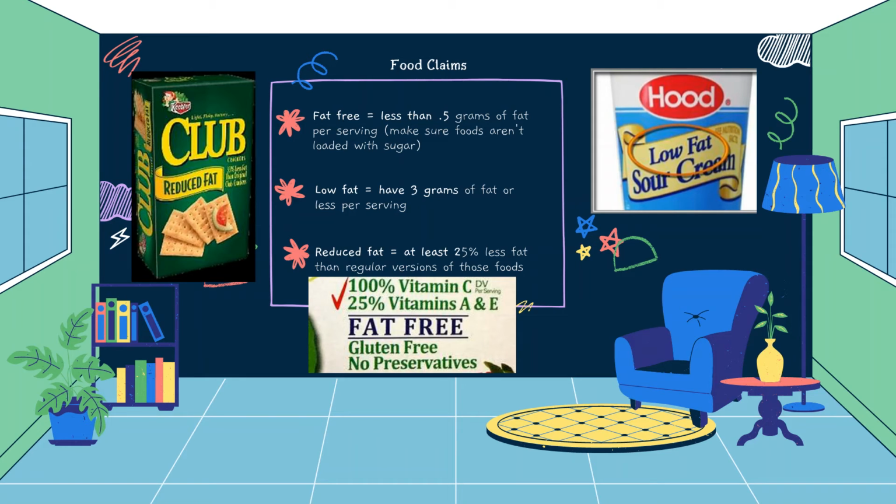Low fat means that it has 3 grams of fat or less per serving. And again, just like fat-free, check the sugar content to make sure it's not loaded with sugar. Reduced fat means it has at least 25% less fat than regular versions of those foods.